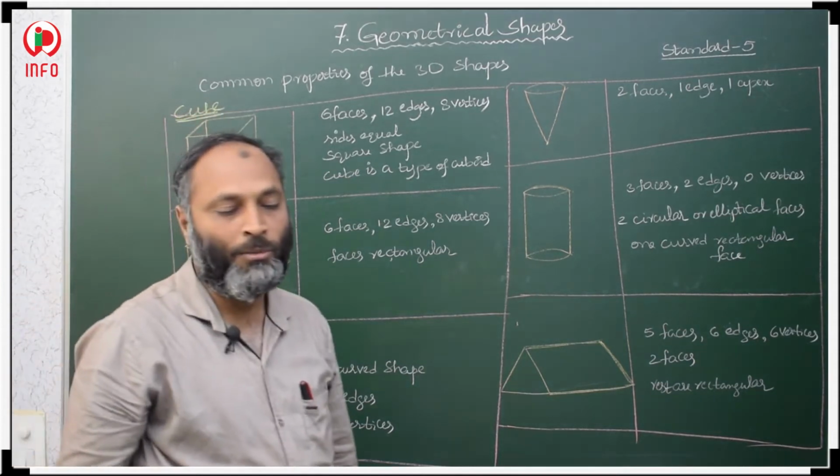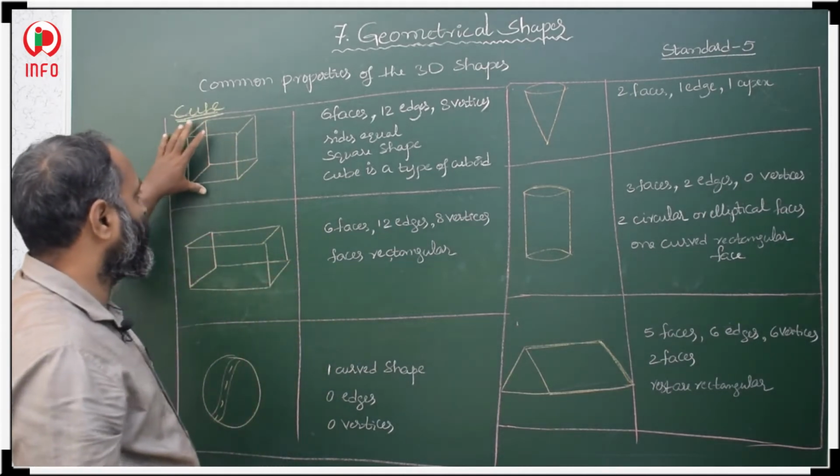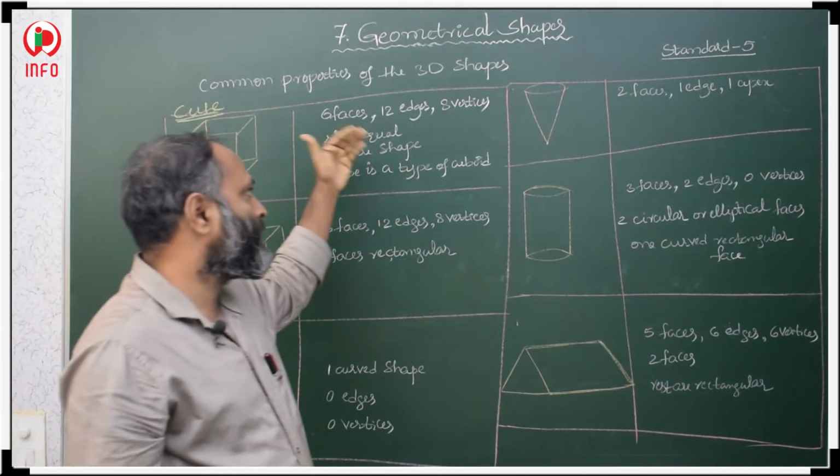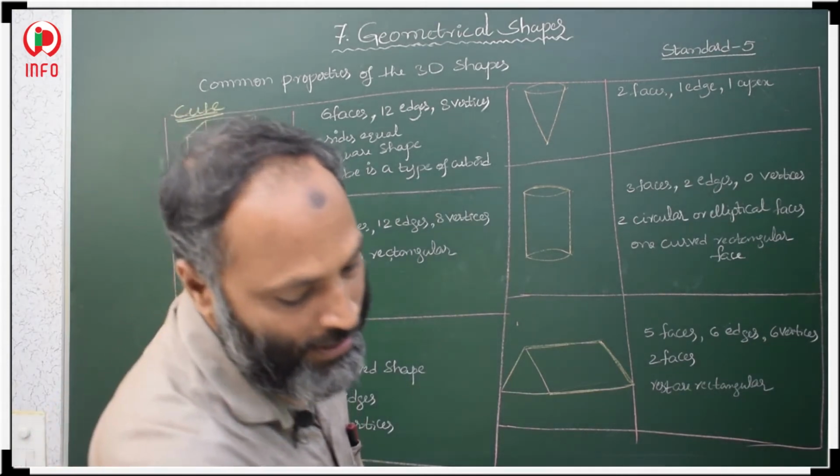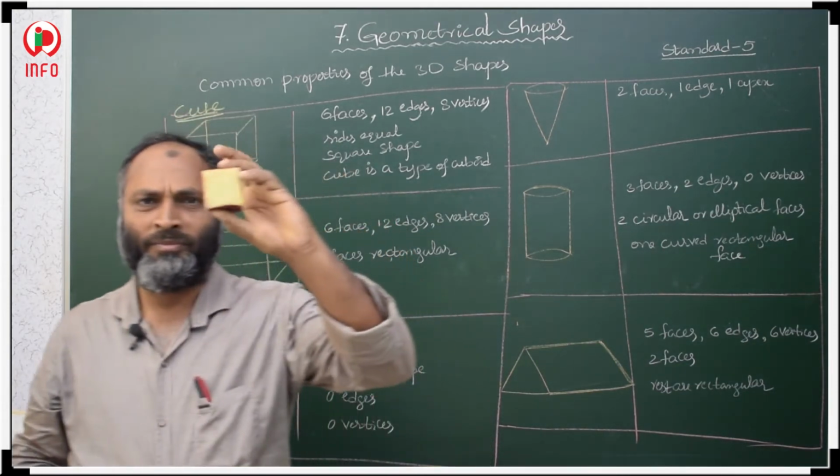First one is a cube. So what is a cube? In a cube we have 6 faces, 12 edges and 8 vertices. How is it 6 faces? See here, this is a cube.